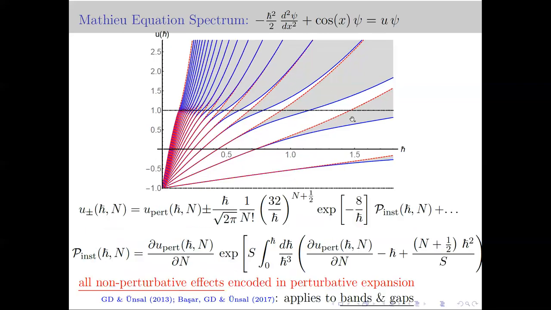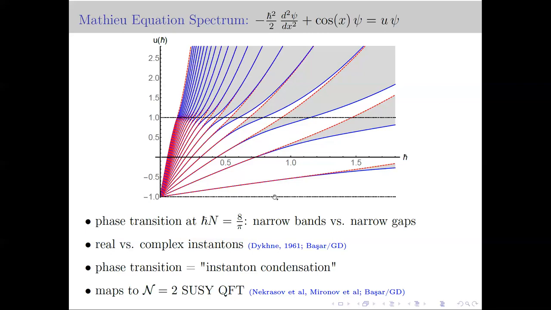But of course, you can look near the transition, and now you need to understand all orders of the instanton expansion. And if you come at it from this side, you need to know all orders of the real instantons. And if you come at it from this side, you need to know all orders of the complex instantons. And the transition point is where these complex instantons or real instantons switch to be the dominant ones, just like in the Airy function.